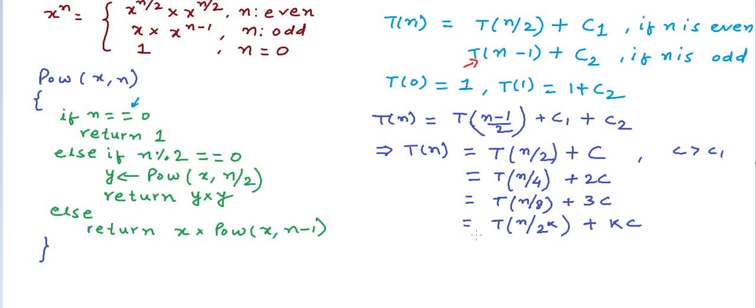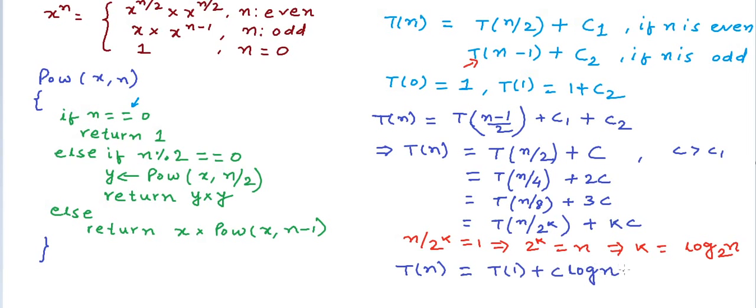Now let us try to express Tn in terms of T1. In that case, n by 2 to the power k will be equal to 1. That will imply 2 to the power k is n, or k is log n to the base 2. So Tn can be written as T1 plus C log n, where C is a constant and T1 is also a constant, which is equal to 1 plus C2. So the overall expression is 1 plus C2 plus C log n, where C and C2 are both constants. So we can see here that time taken Tn is proportional to log n.